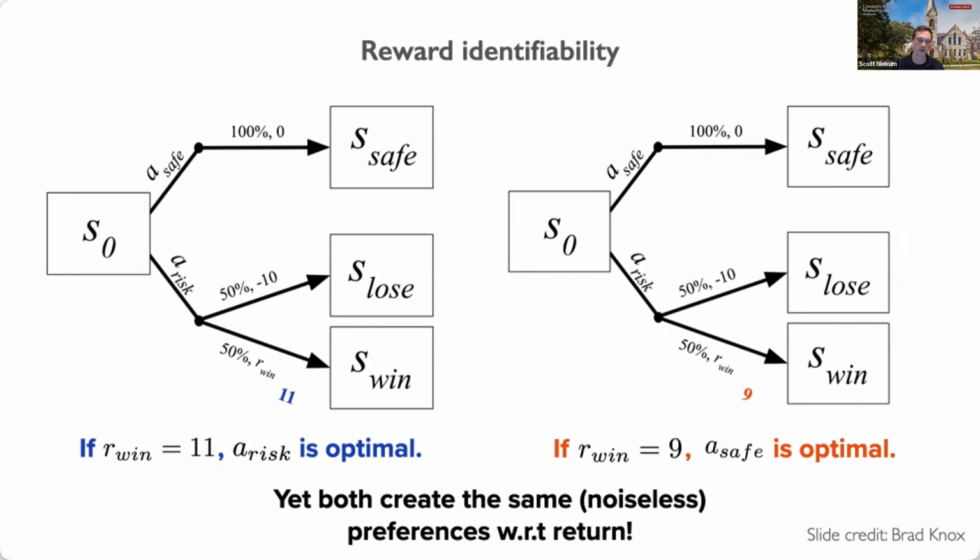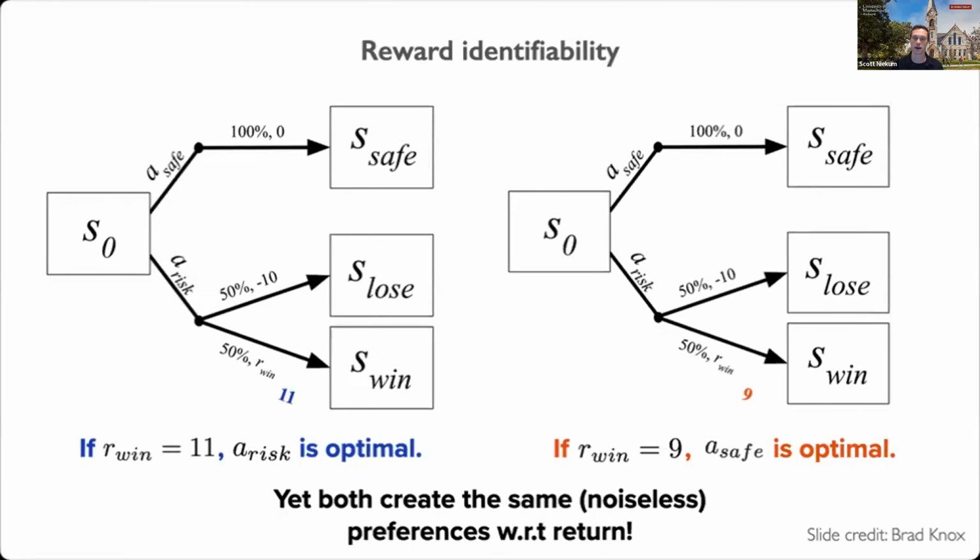So on the left here, we have an MDP where episodes are only one time step long. You take a single action, and you can take one of two actions. You can take a safe action, which is that route on top, and with 100% chance, you're going to get 0 reward. Or you can take a risky action on the bottom, and then there's a 50-50 chance you're either going to get -10 or +11. So that's the better action to take because it has a positive expected value, right? On the right-hand side, though, it's the same MDP, except now you have a 50-50 chance between -10 and +9. And so now you have a negative expected value on that branch, and it's better to take the safe action.